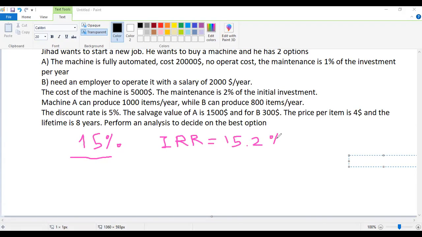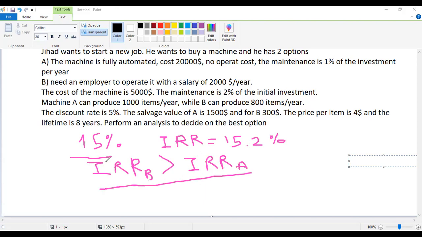So until now, if we just compare the IRR, we can say that the internal rate of return for option B is larger than the internal rate of return for option A. So until now, B is more favorable. Okay. Now, in order to be sure of our decision, it's not enough to compare the IRR. If you want close IRR, you have 11 point something for A and 15 for B. Of course, 15 is much better.